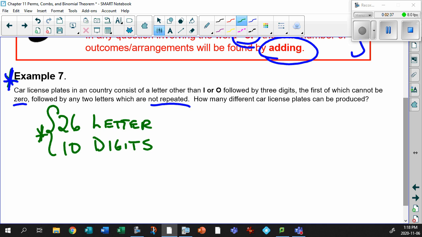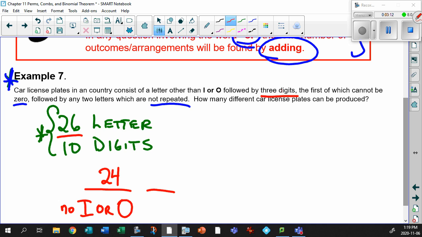Okay. Remember, FCP is a fill in the blank kind of thing. So if you think about it, it says car license plates in a country consist of a letter. So first off, there's the letter, but no I or O. So think about that first. That means we can't have I or O. That brings our 26 down to 24 choices. There's our first restriction. Then it says followed by 3 digits.